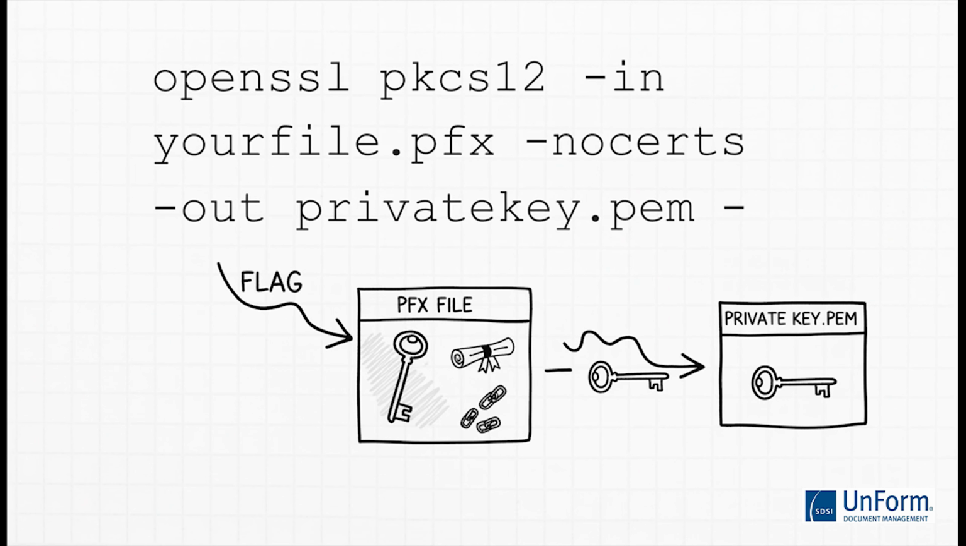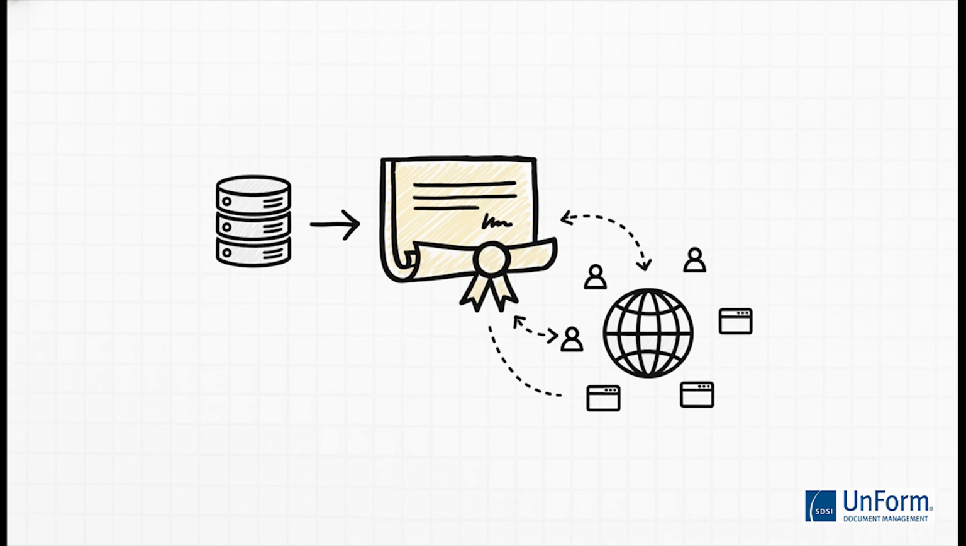Okay, here's our first command. You're just going to run this in your command prompt and, of course, swap out your file.pfx with the actual name of your file. Now look at that -nocerts flag. That's the important bit. It's telling OpenSSL, hey, ignore the certificates for now. Just give me the private key and nothing else. Pretty simple, right? Okay, private key is saved. Awesome. Let's move on to step 2.